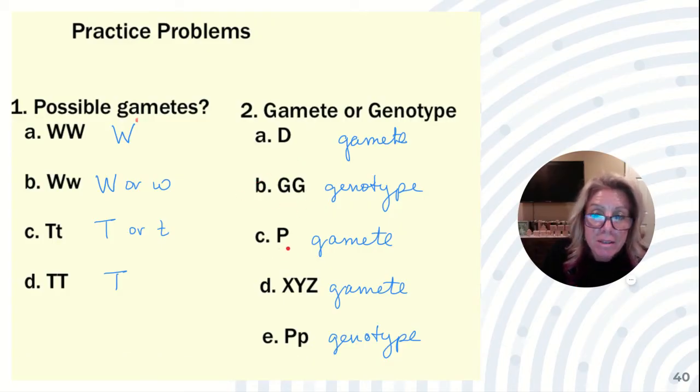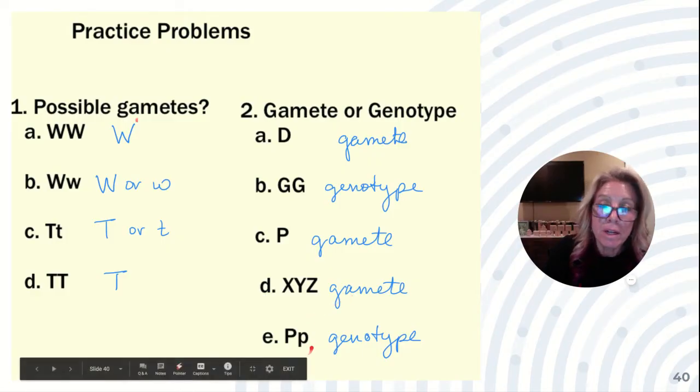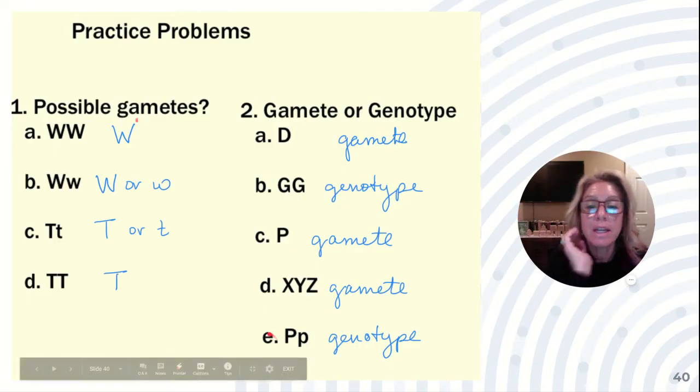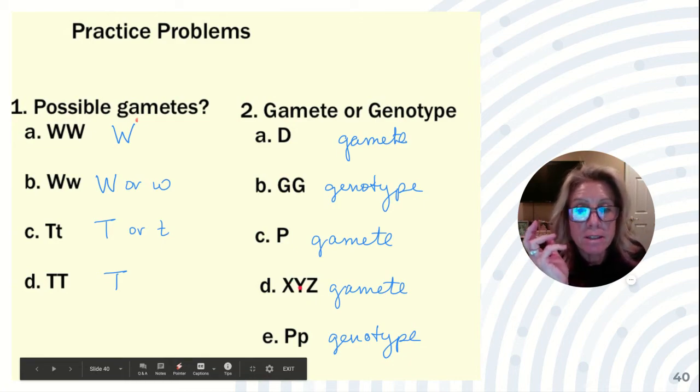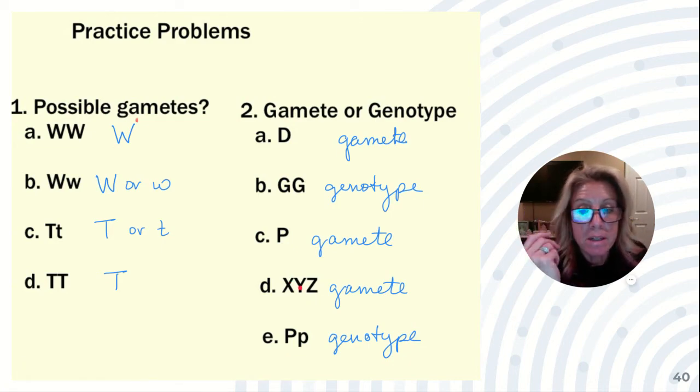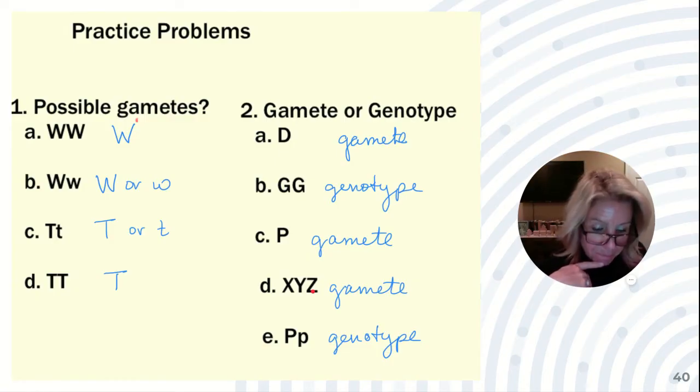This is a gamete, okay? This is also a gamete even though there's more than one letter. Why? There's only one version of the X, only one version of the Y, and only one version of the Z. Okay, that's what makes it a gamete. This right here is a genotype because I have 2 P's, right? So I have the homologous pair. If you wanted to make D a genotype, I'd need another X, either capital or lowercase, another Y or another Z in order to make it a genotype.